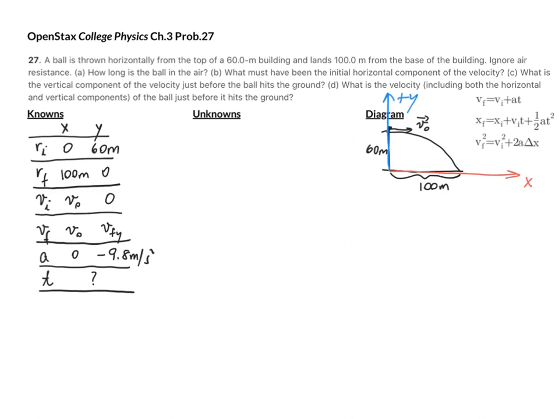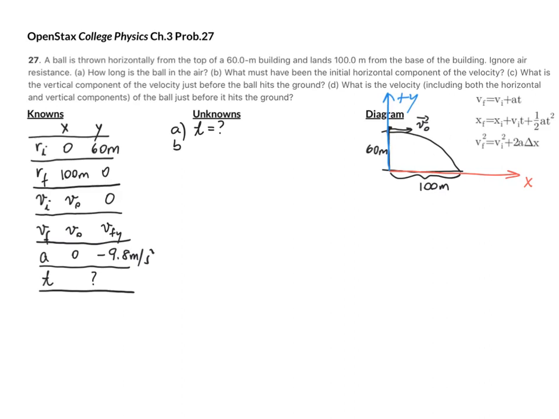Now let's see what types of things we're looking for, what our unknowns are. Possibly all of the things that I didn't fill out in this table, but let's just go through the question and look at the statement of the question. So in part A, we're asked to find how long the ball is in the air. So we want the amount of time that the ball was in the air.